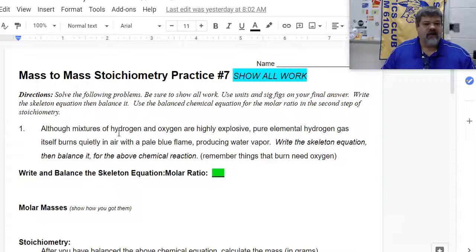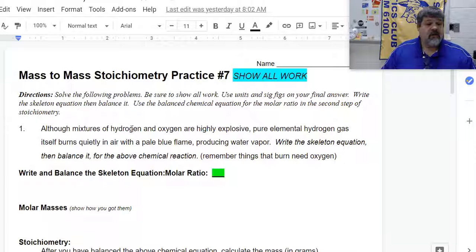Although mixtures of hydrogen and oxygen are highly explosive, pure elemental hydrogen itself burns quietly in air with a pale blue flame, producing water vapor. Write the skeleton equation, then balance it for the above chemical reaction. Remember that things that burn need oxygen.